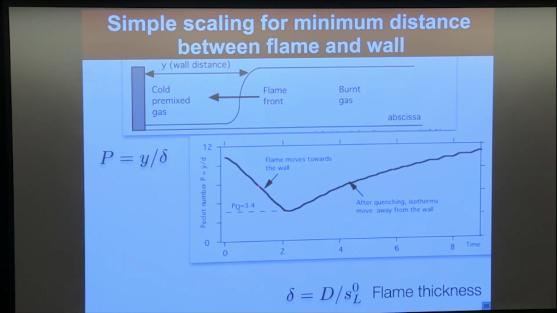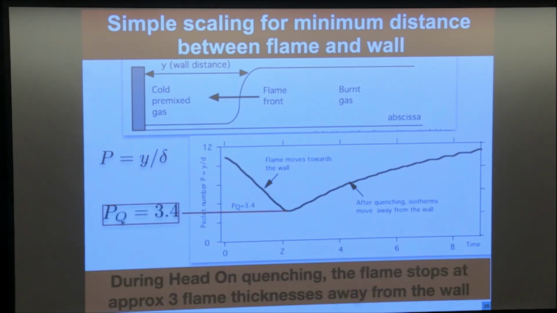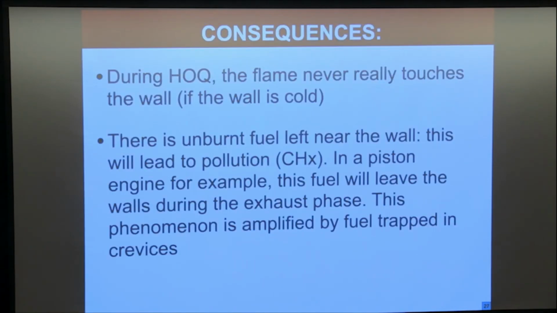We can normalize that by the famous delta. Now you know what delta is: it's D over SL, and it's always the same order of magnitude, about 3. That means the flame comes to the wall and it stops at a distance which is 3 times delta. All the fuel which remains here is not burned. The flame doesn't go there, so it will go out as a pollutant afterwards, for example, in a piston engine. So during head-on quenching, the flame will stop at approximately 3 times the flame thickness, and then it will die, quench. So as I said, these unburned hydrocarbons which are left are a problem, because you cannot finish them. They are in a zone which is too cold, close to the wall.